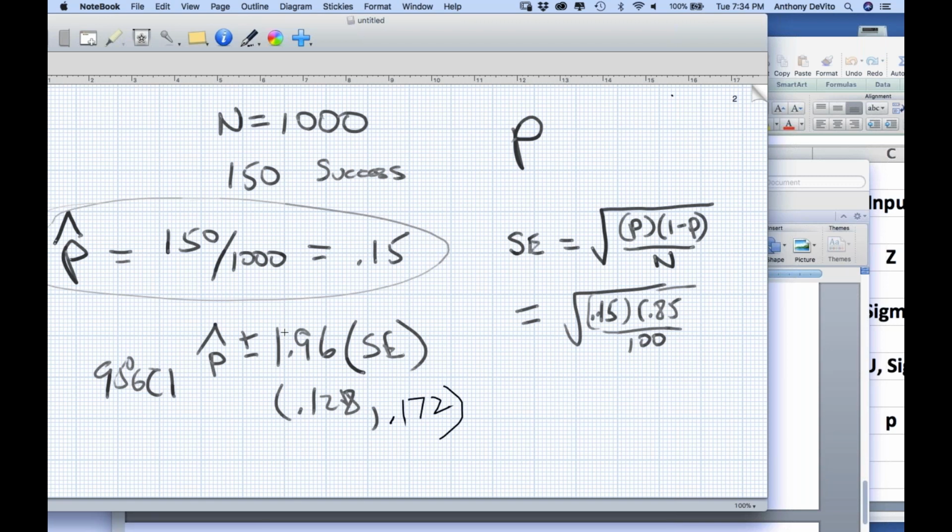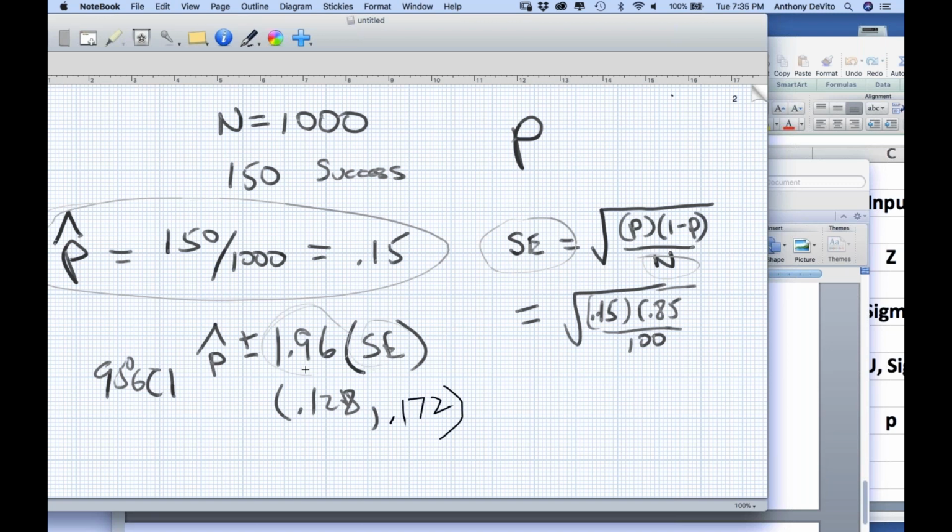Right? What if I wanted a narrower range? What could I do to get a narrower range? Well, I want my standard error to be smaller, right? If I want a narrower range, I could increase my sample size. It would make my standard error smaller, right? So I could make my standard error smaller by getting a bigger sample size.